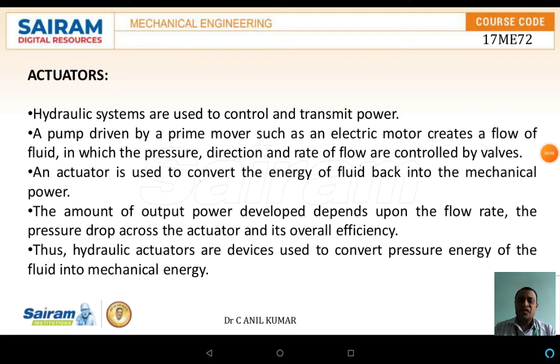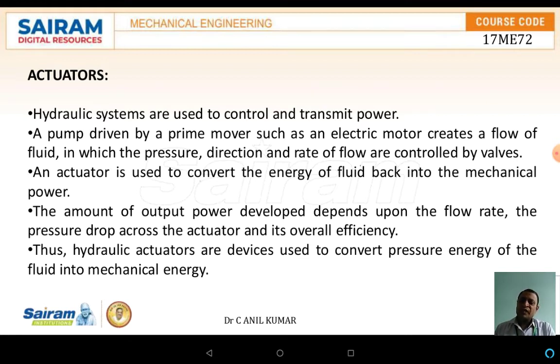Hello everyone. In this session, we will discuss actuators. Actuators are the hydraulic systems which are used to control as well as transmit power in the fluid power systems. The pump, driven by a prime mover such as an electric motor, creates the flow of the fluid, in which the pressure, direction and flow rate are controlled by means of the valves.